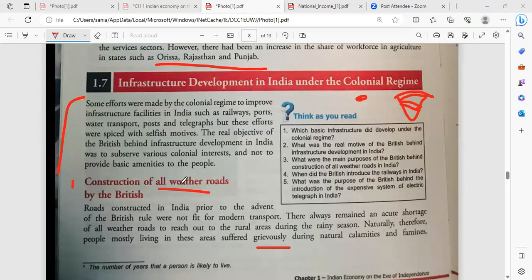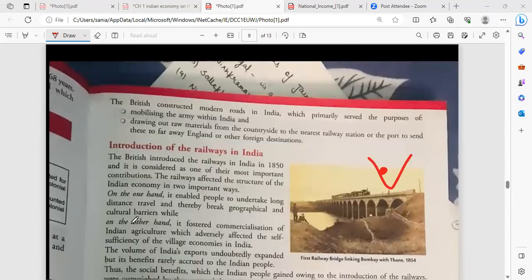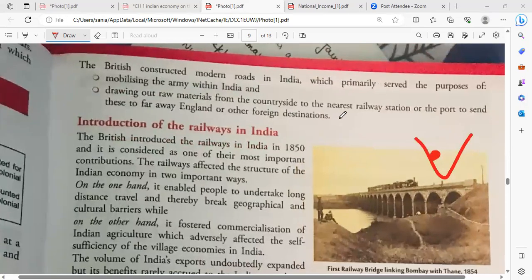Okay, first you will write construction of all-weather road. Then you will write this. The Britishers constructed modern road, till here. Okay, ma'am.